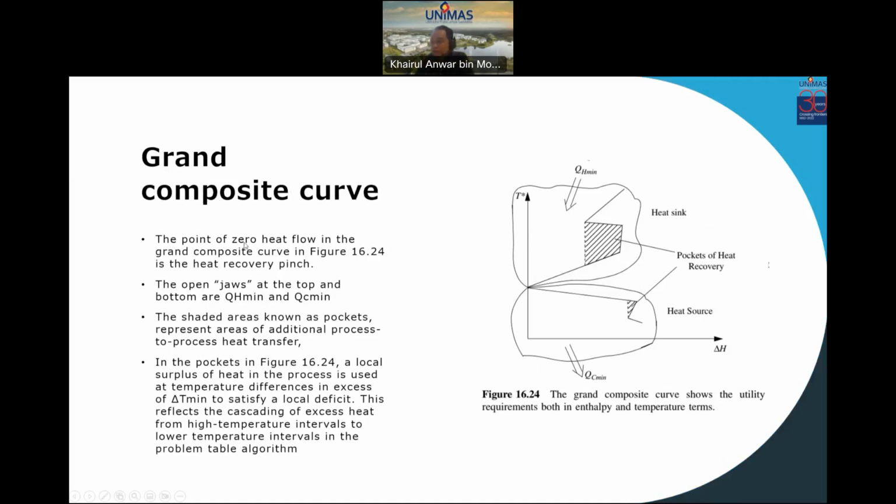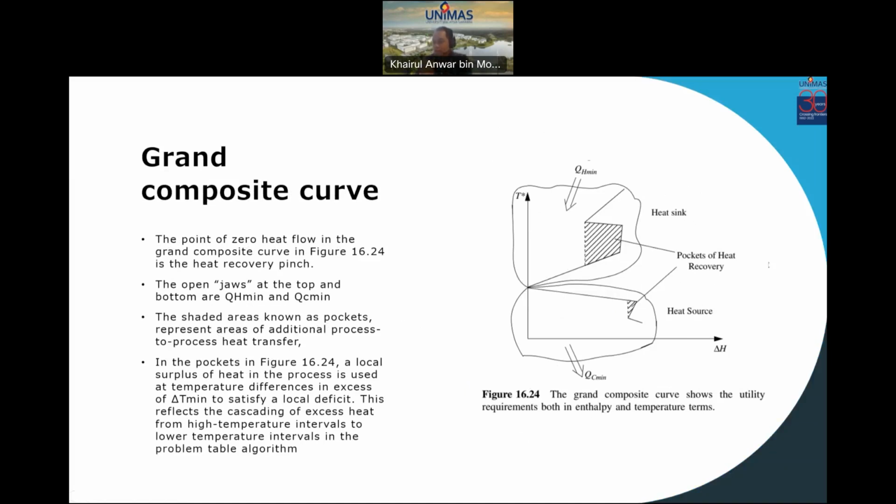The point of zero heat flow in the grand composite curve in figure 16.24 is the heat recovery pinch. The open jaws at the top and bottom are Q H min. This is Q H min. This is Q C min. The shaded areas are known as pockets of heat recovery.